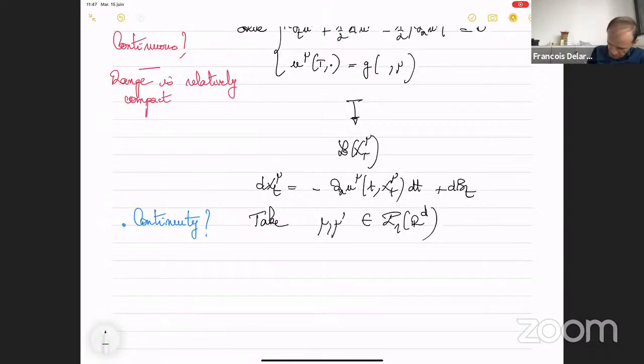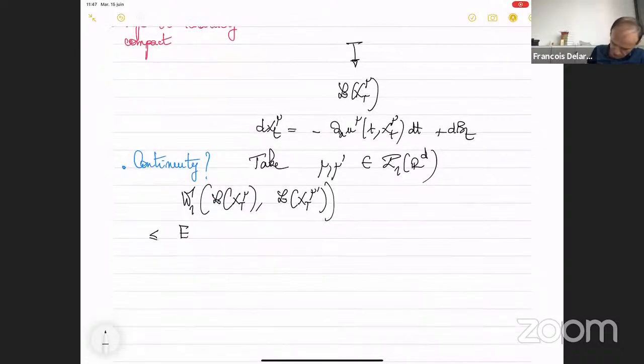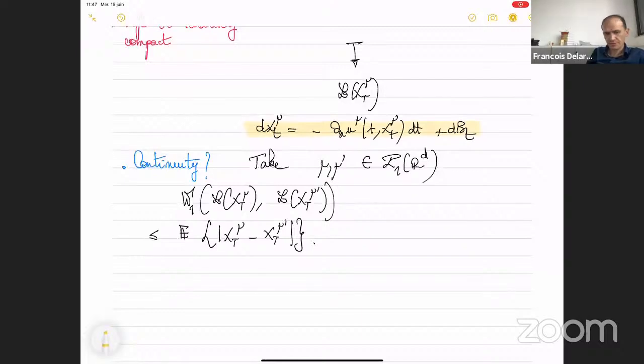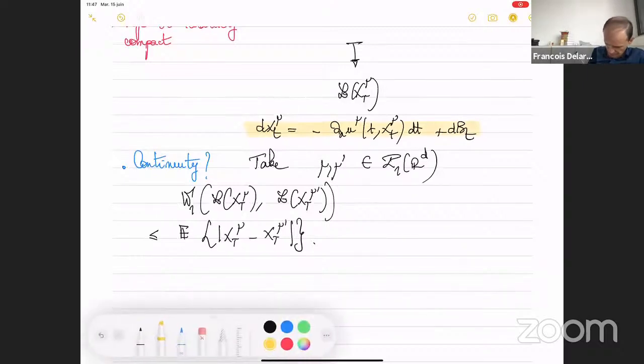And what I do is that I want to compare, in the W1 sense, the law of x_t^mu with the law of x_t^mu prime. But I told you yesterday how to do this. I just have to compare the L1 distance between the random variables. But I know what is the dynamics of these two variables. This is exactly given by this stochastic differential equation. The noises are the same. So the only thing that I have to compare here is the d_x u of mu, or the drift if you prefer.